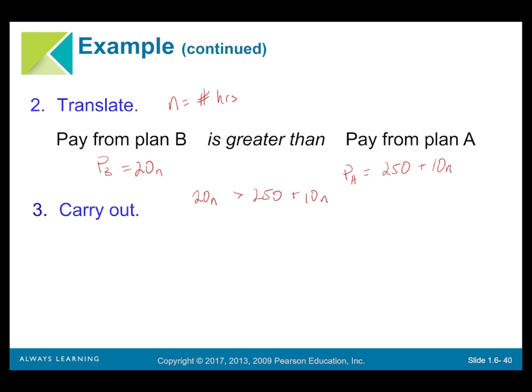So let's carry that out. I'm going to subtract 10N from both sides, to move it to the left-hand side. And we have 10N is greater than 250. Now I divide both sides by 10, and I get N must be greater than 25.